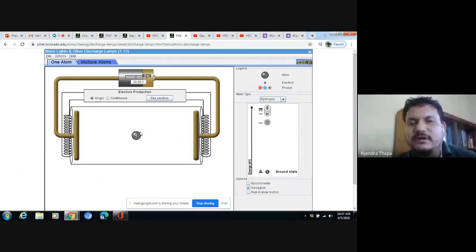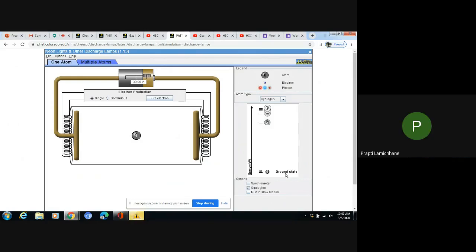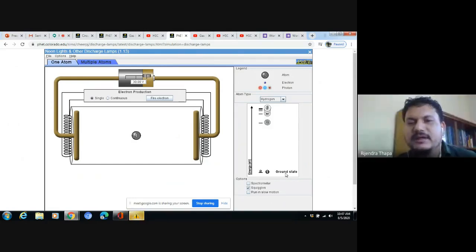Okay, and in which state is this atom? As you can see in the legend over here, see what's written. Read this one. Ground state. Okay, so this atom is in the ground state, and if the number on this atom is changed to 2, 3, 4, 5, 6, then we can say that it is in an excited state.